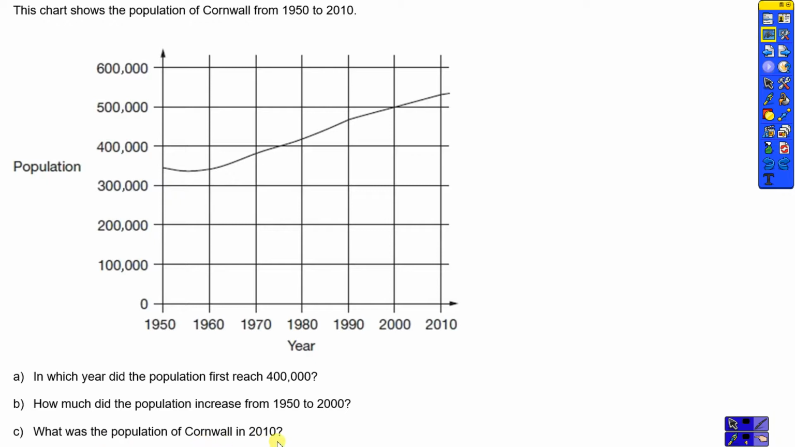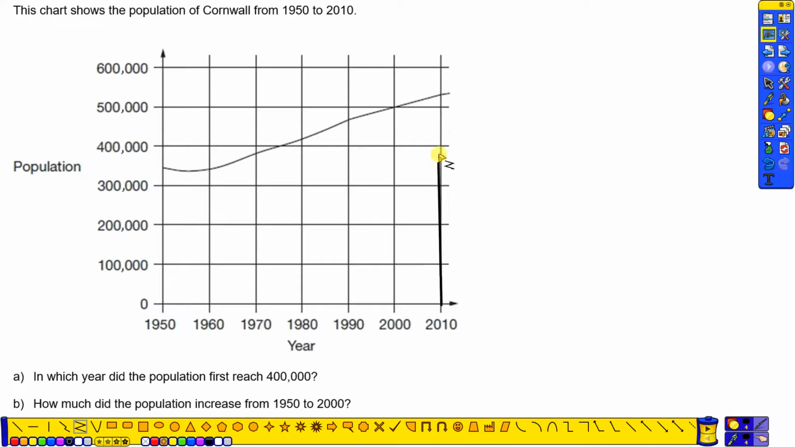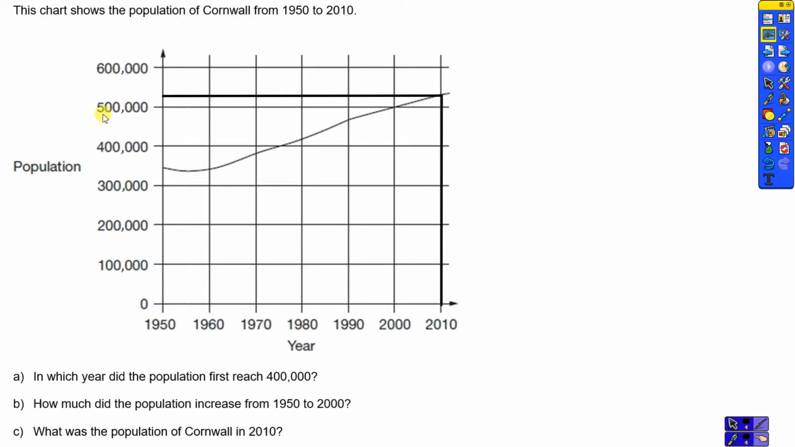What was the population of Cornwall in 2010? So we find 2010, we draw a line up and then across, and we can see the population is between 500,000 and 600,000. Now I'd say the line is about a quarter of the way up from 500,000, and so it's a quarter of another 100,000, so it's another 25,000. So I would estimate the population in 2010 would be about 525,000.